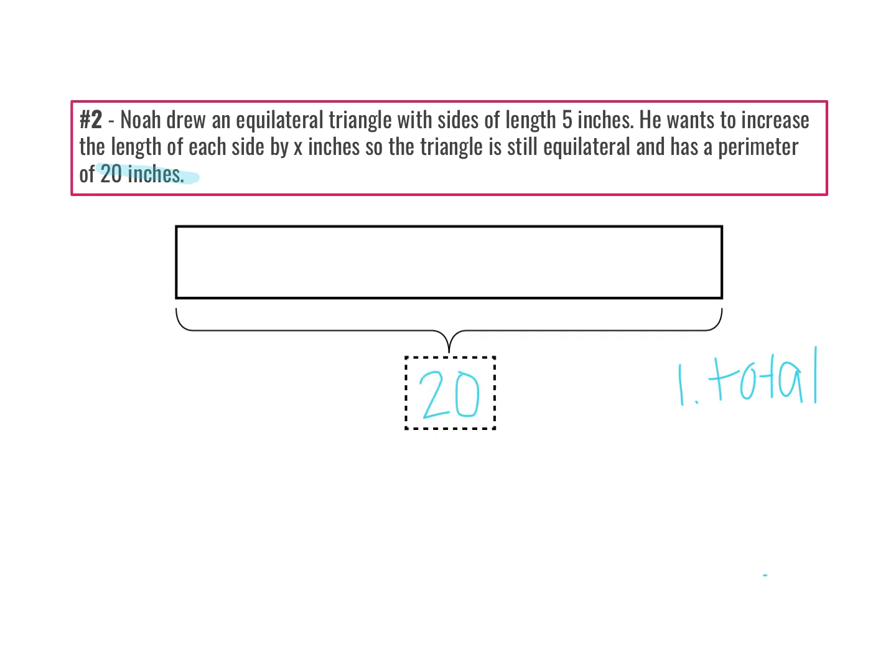Okay, so we're going to divide up our tape diagram by looking at the number of sides in a triangle. And a triangle has 3 sides, so we're going to divide up our tape diagram into 3 parts. In the story, each side length is 5 inches. So I'm going to add 5 to each space. But then Noah wants to add x inches to each side. So now I'm going to add x to each of those 5s.